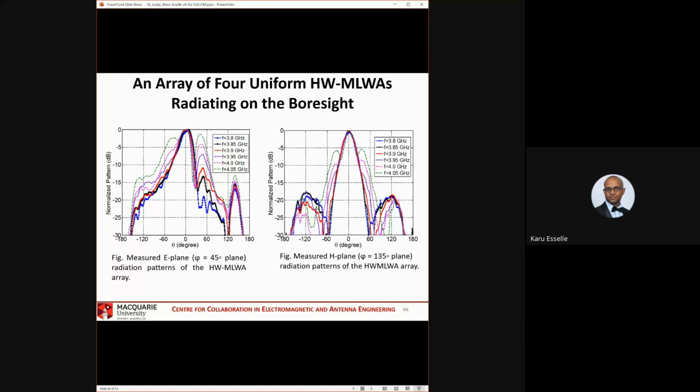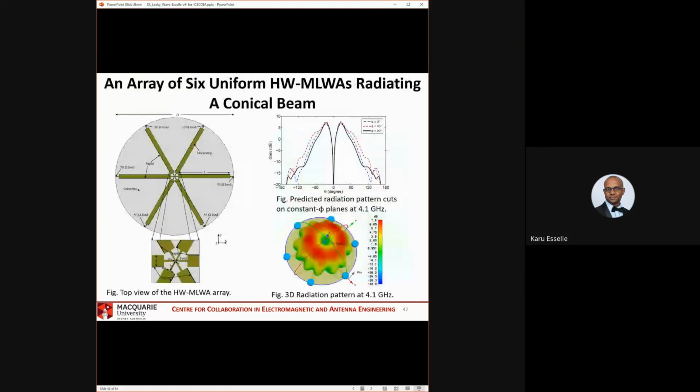So if you want, instead of 4, if you want a more uniform pattern, you can make 6 of those. We did not prototype this, but just simulated.